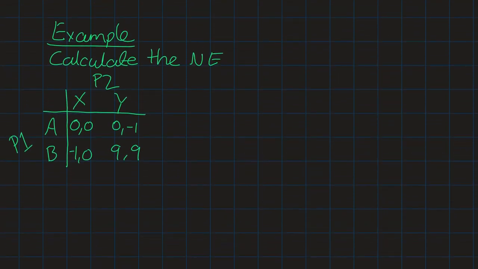This example right here. Same thing, calculate the Nash equilibrium. Okay, so I'm going to go through all of the outcomes one by one and check to see if it is a Nash equilibrium. AX. So if I'm in AX, that's this one here.